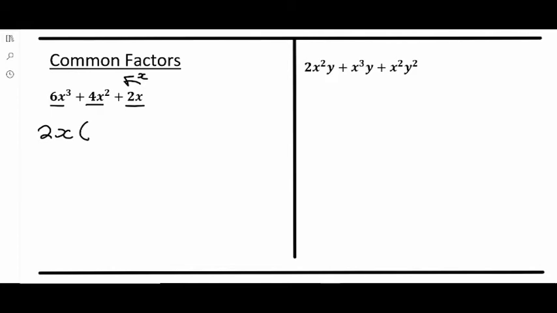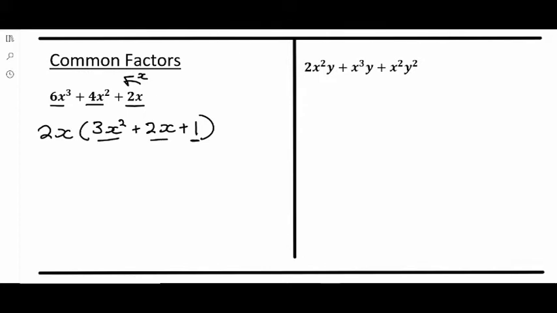So if I pulled out a 2x, I would be left with 3x squared plus 2x plus 1. This 1 is extremely important. Please don't forget about it, because if you have three terms in your original expression, you need to have three terms within your set of brackets.